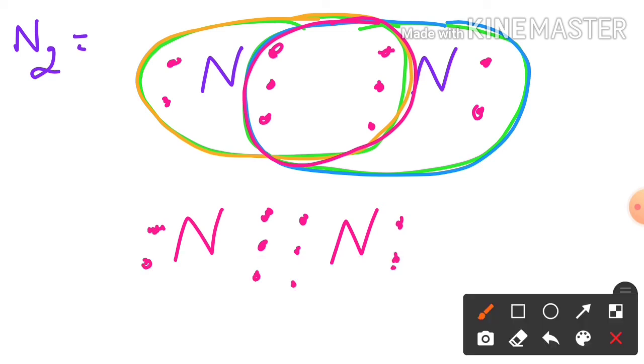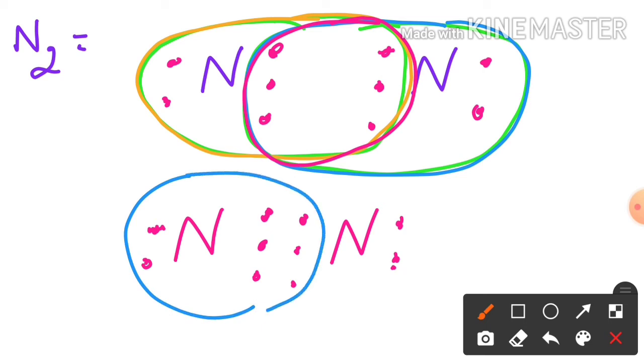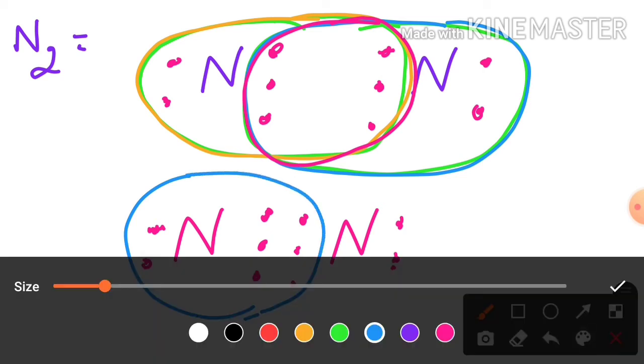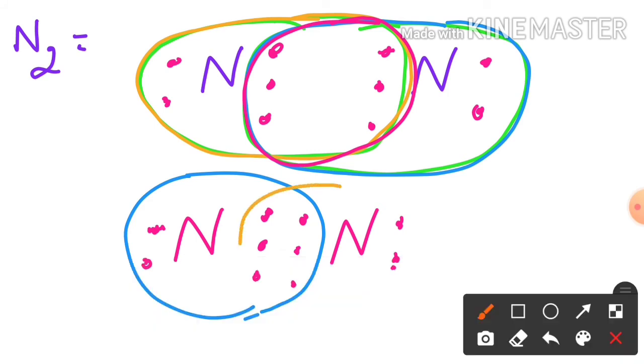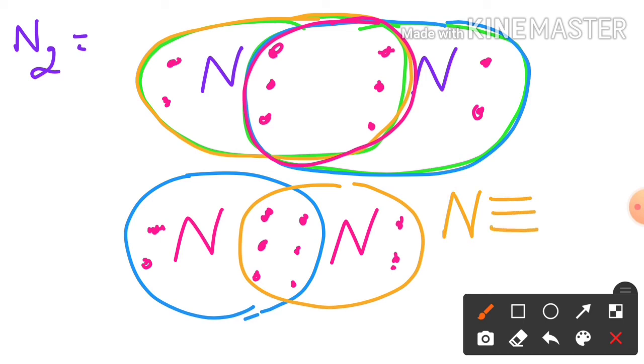Now I show the circle, one circle, 8 electrons, another circle, 8 electrons, like that. And the sharing of 6 electrons or 3 pairs of electrons, that we show by a triple bond. So N, triple bond, N.